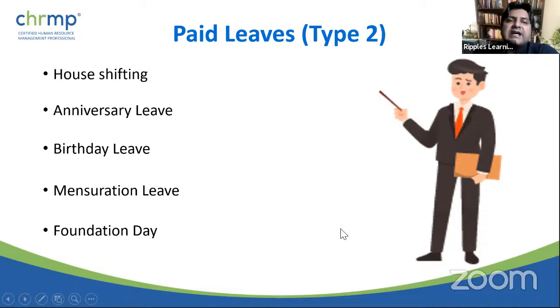Not only that, I think you also have paid leaves which can be given for very, very specific reason. It can be house shifting. A lot of times you have people being transferred from one place to another, and then it's important that you go about catering to that. Or some organizations, not necessarily just because you're shifting for organizational reason, but if you're also shifting for your own reason, they allow people 1 day or 2 day of house shifting leave.